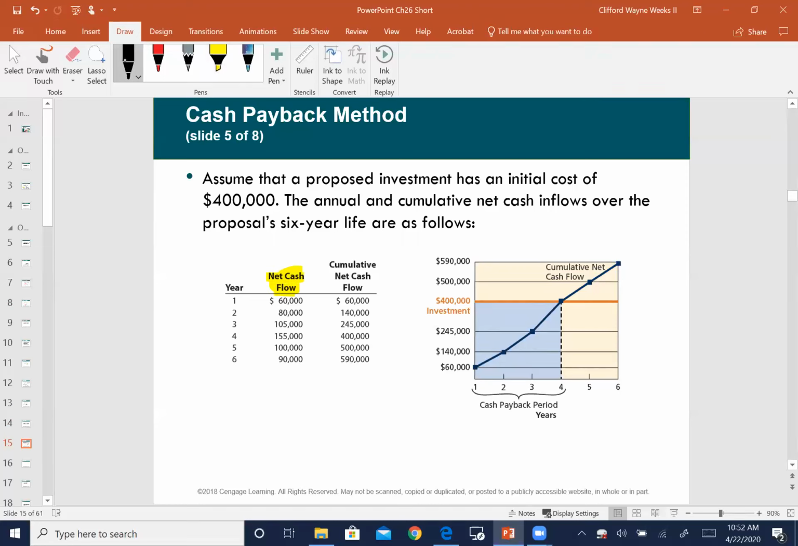And so this 60 gives us 60. So 60 plus 80 equals 140. 140 plus 105 gives us 245. So you see how they're doing this? And we can see that this investment cost us $400,000. It paid for itself in the 4th year. Does that make sense?